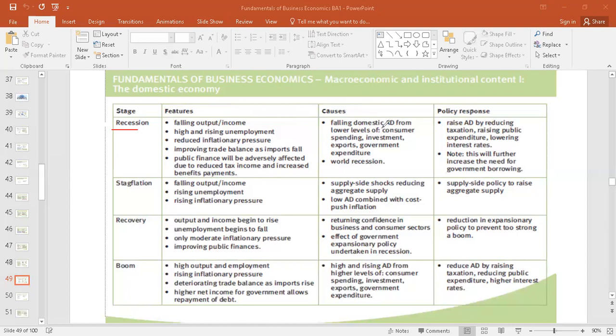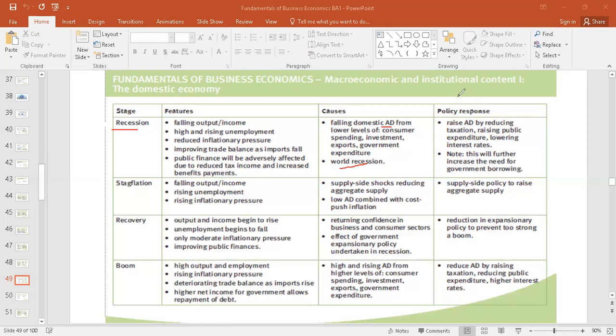Until now, we've already discussed falling domestic aggregate demand from lower levels of consumer spending, investment, exports, government expenditure. So when there is a decrease in these aspects, then there would be a recession in the economy. Then again, we can also see that extending to the entire world recession. So many times we see that recession happening in one place, slowly catching up on by the others also. It also extends to other places as well. So world recession is what happens.